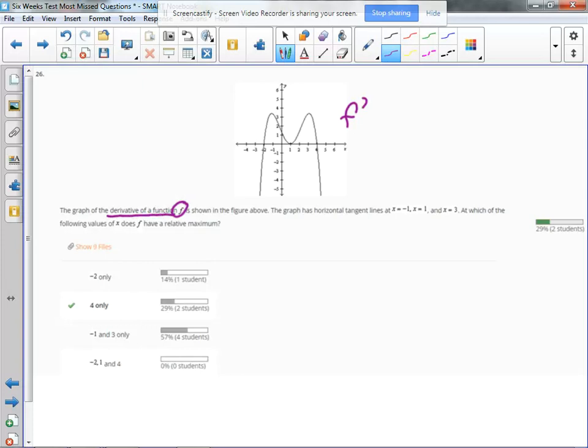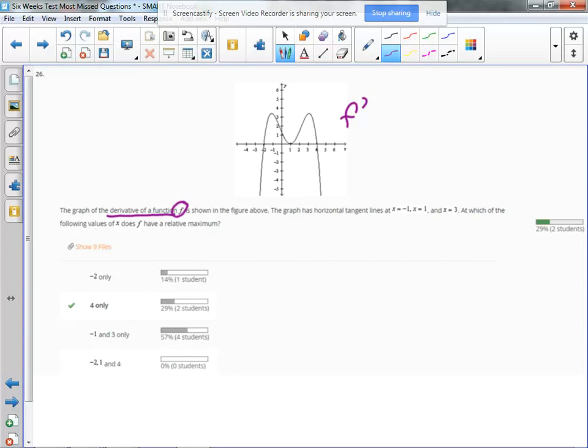So when I'm reading this question on the exam, as soon as I read that statement, I'm going up to that picture and I am labeling it with what it is. I am automatically labeling it so that I know, okay, I'm looking at the derivative. All right, now what are they asking me about? The graph has horizontal tangent lines at -1, 1, and 3. Okay. At which of the following values of x does f have a relative maximum?